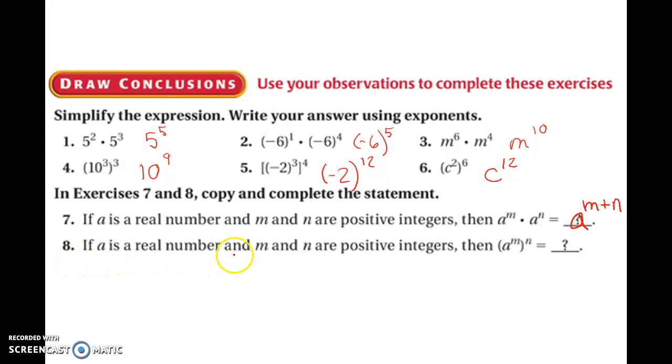And the next one is saying that A is a real number again, and that M and N are positive integers or whole amounts. This is a product of powers, or a power of a power, and with that you will keep the same base and then multiply it. So your exponent would be M times N.